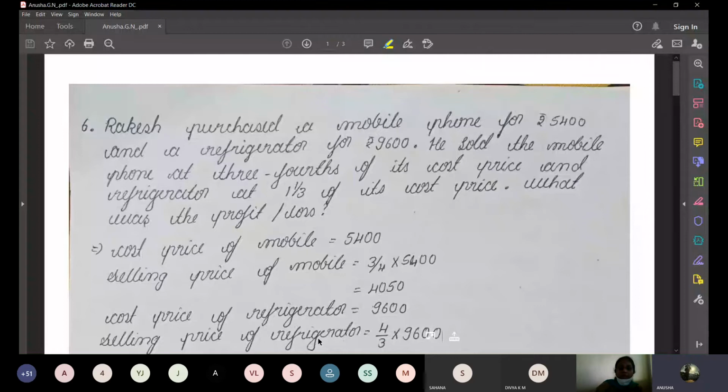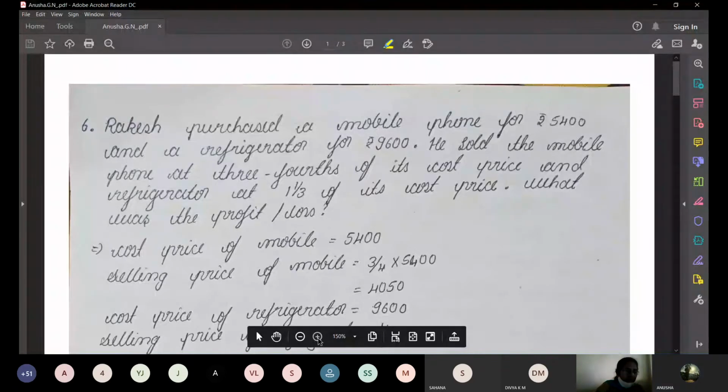Okay, ma'am. So Anusha GN from third semester is going to do the problems on percentage, profit and loss. Yes, Anusha, you can. Hello, friends. Good afternoon, everyone. Myself, Anusha GN from third semester.